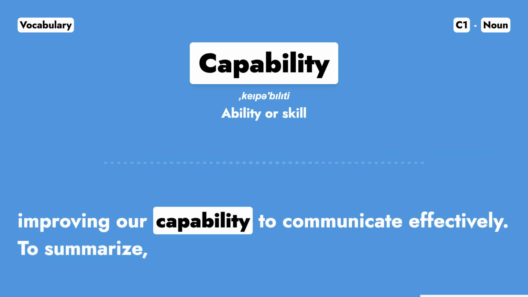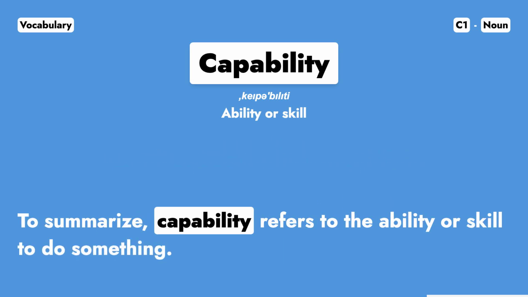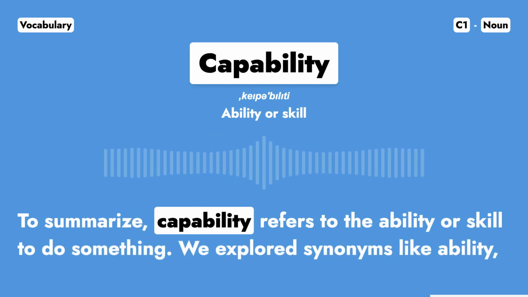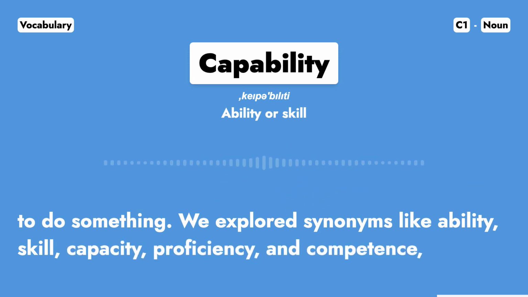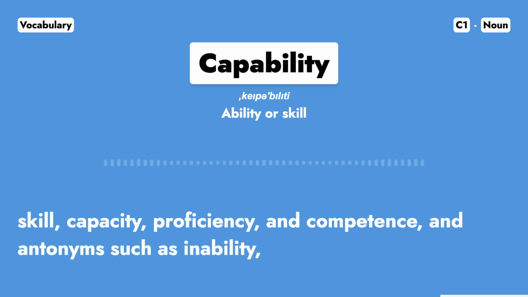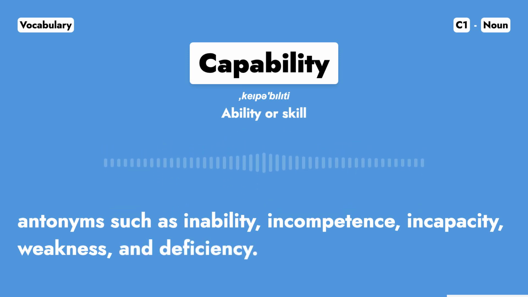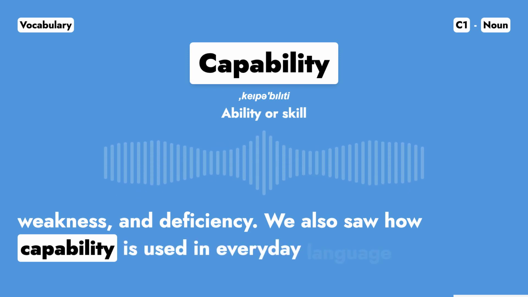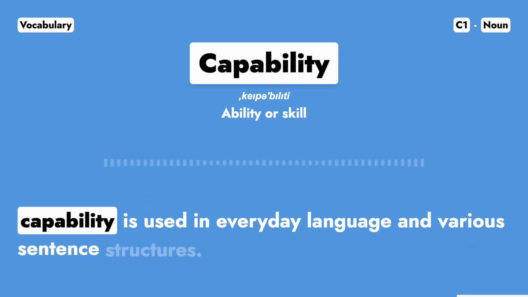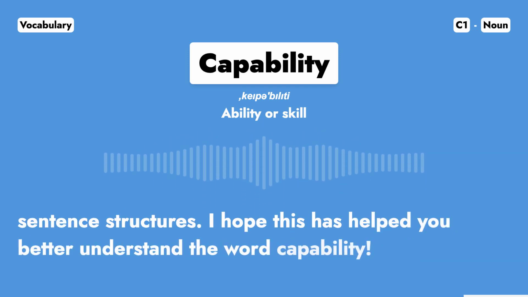To summarize, capability refers to the ability or skill to do something. We explored synonyms like ability, skill, capacity, proficiency, and competence, and antonyms such as inability, incompetence, incapacity, weakness, and deficiency. We also saw how capability is used in everyday language and various sentence structures. I hope this has helped you better understand the word capability.